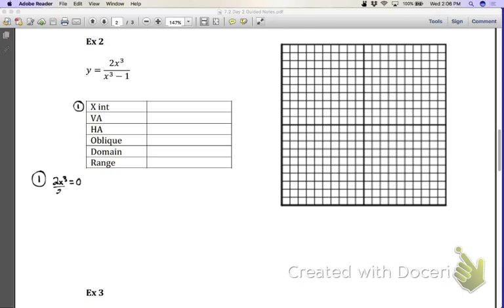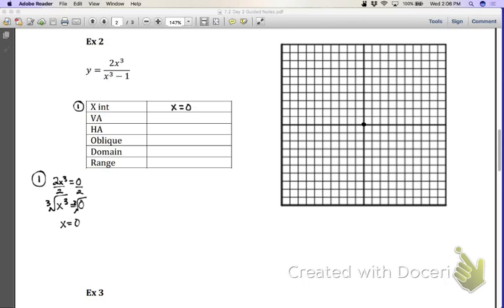Now, you can divide that by 2 and say, well, that's still x to the third equal to 0. And you can take the cube root of x to the third and the cube root of 0, and you're still going to get 0. If you see it before then that's okay. So my x-intercept is at 0. So I'm going to have a point here at 0, 0.